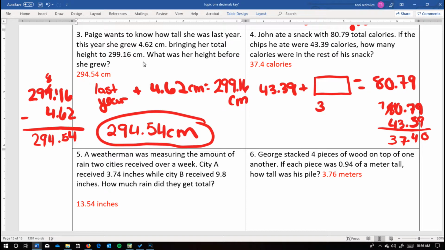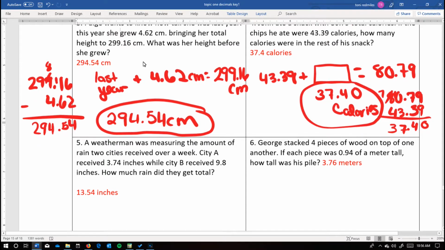And that's 37.4, and you can even put a 0 at the end, it doesn't change anything, calories. All right, the last two.